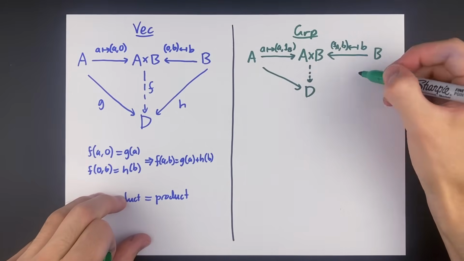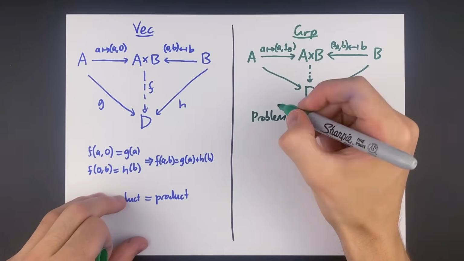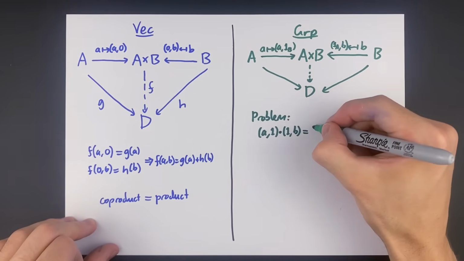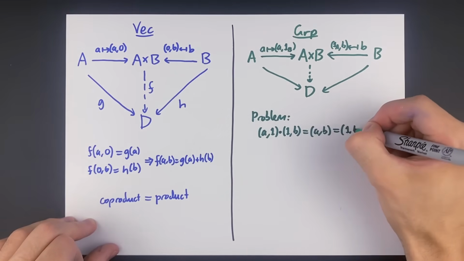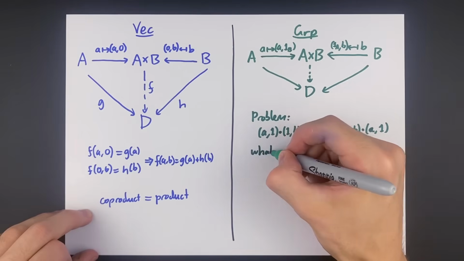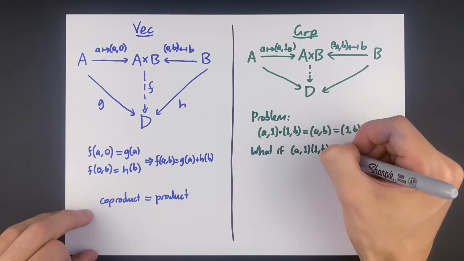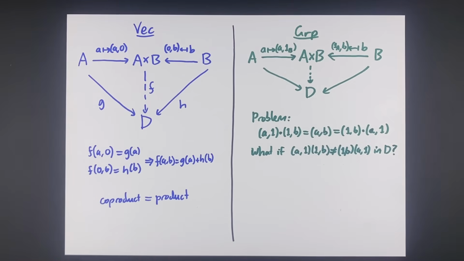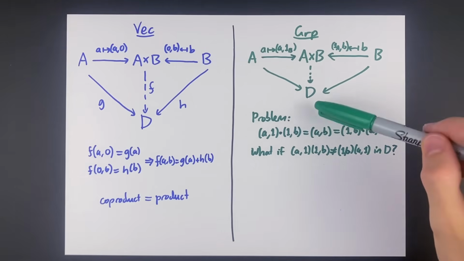But while this worked for vector spaces, it doesn't work for groups. If I multiply the pair (A, 1) with the pair (1, B), I get (A, B), which is the same as if I multiply them in the order (1, B) then (A, 1). It might be possible that there's some bigger group containing both A and B, in which the order does matter. And if such a group exists, then A cross B can't be the coproduct because it doesn't have a universal map to this group.